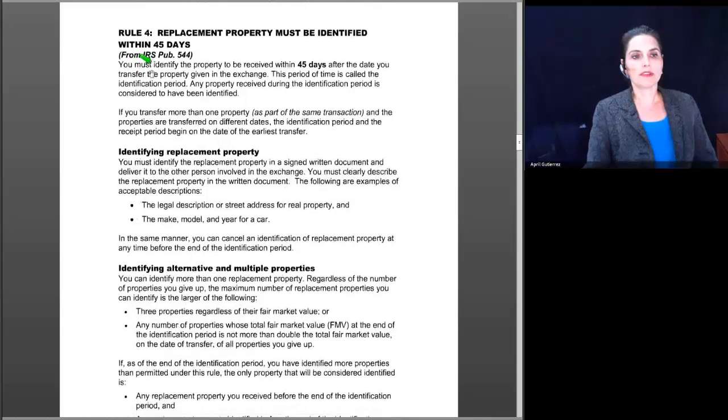Rule number 4, replacement property must be identified within 45 days. You must identify the property to be received within 45 days after the date that you transfer the property given up in the exchange. This period of time is called the identification period. Any property received during the identification period is considered to have been identified. If you transfer more than one property as a part of the same transaction, and the properties are transferred on different dates, the identification period and the receipt period begin on the date of the earliest transfer.